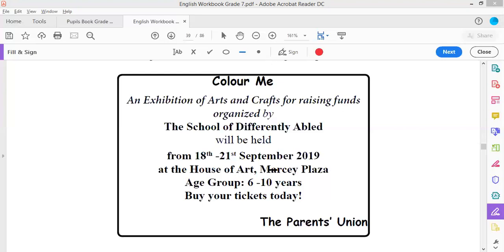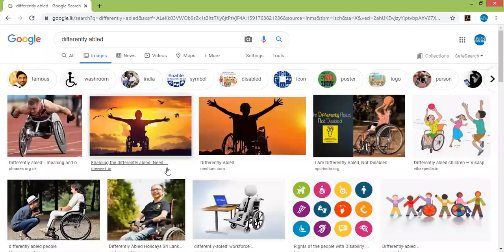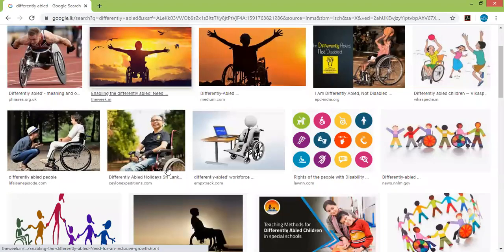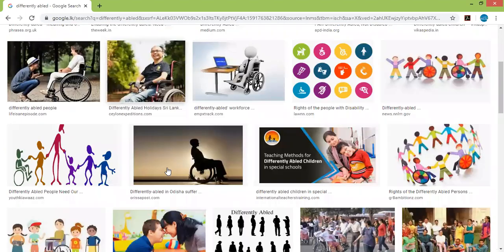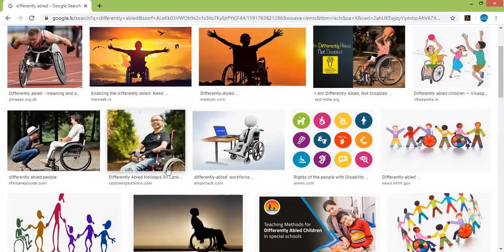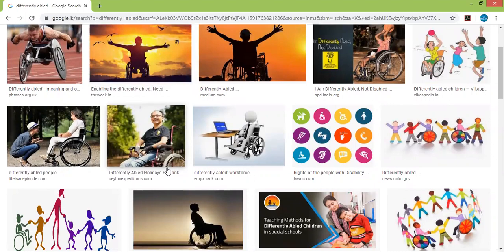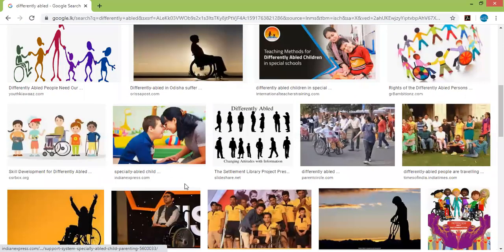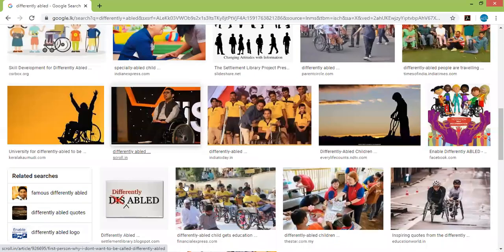I will show you a few pictures of differently abled people. They can't walk, or they can't talk, or they can't hear, or they can't see. There can be many things that they are not able to do. But even if these abilities are not there, they have different abilities.